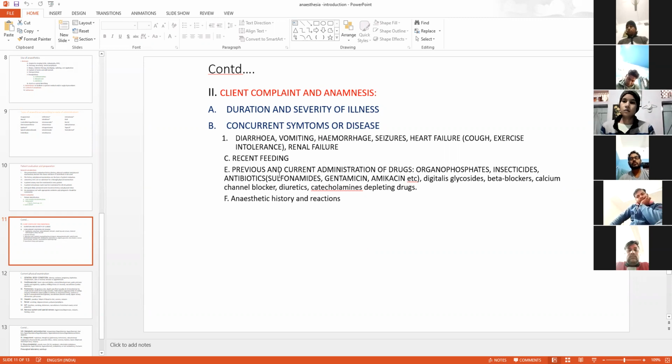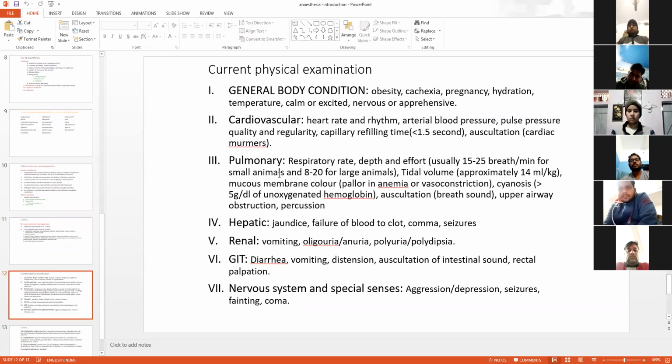Then recent feeding and recent drug administration, this is also important. Anesthetic history and reactions: if an animal has had any reactions previously, or has shown a reaction to a particular drug, collect that type of history also. Then current physical examination. Body condition, pregnancy, hydration, temperature. Suppose the animal is having higher temperature, pyrexia, fever, then first you treat the patient to bring the temperature to normal. Otherwise, it will lead to complications.